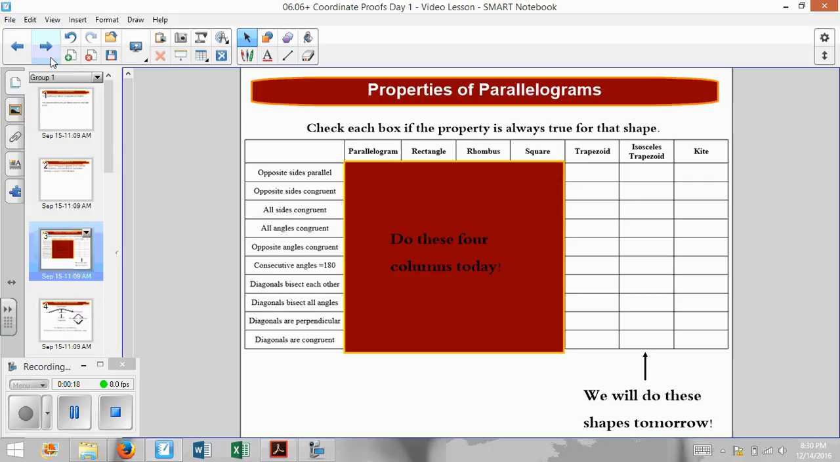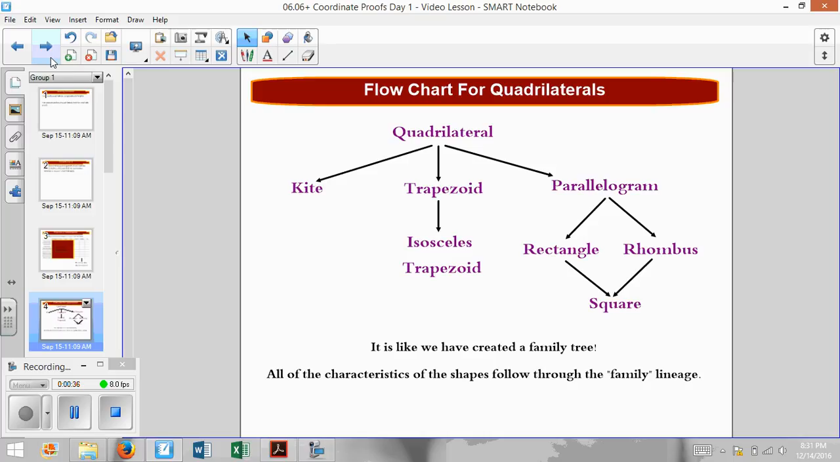On page 20 in your packets you'll see this big table. We're actually going to skip it today just because I'm not there. But we will resume and do this table eventually. This is basically a good study strategy for understanding how all the shapes correspond to one another. We will fill out this flow chart though, so I believe this is on the next page in your packet.